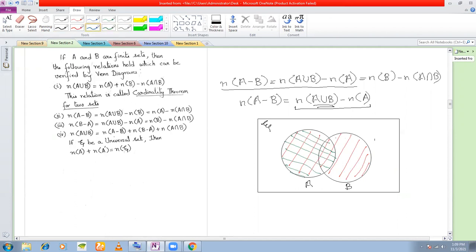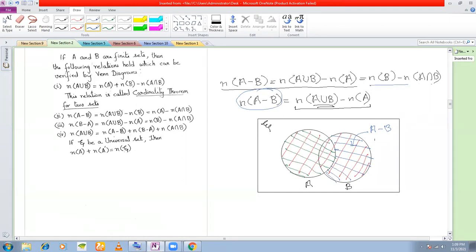Which part am I left with? Circle B. Yes, I'm only left with this part actually. This blue shaded part, not the entire circle B, isn't it? The common part is also cut out. What is this part? This part represents A minus B. Do you see cardinality of A minus B here? Yes, sir. So that is how you can remember. Okay. Similarly, for the other one, you can check on your own.